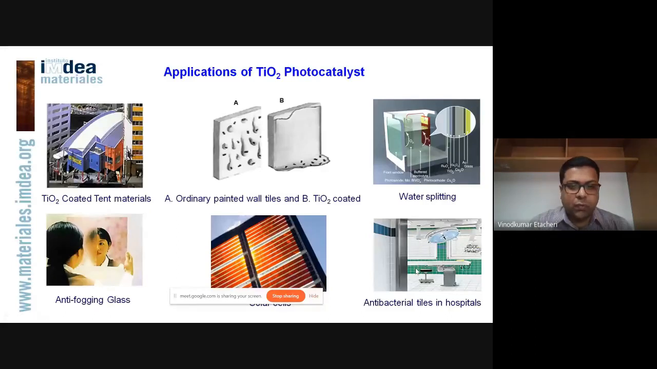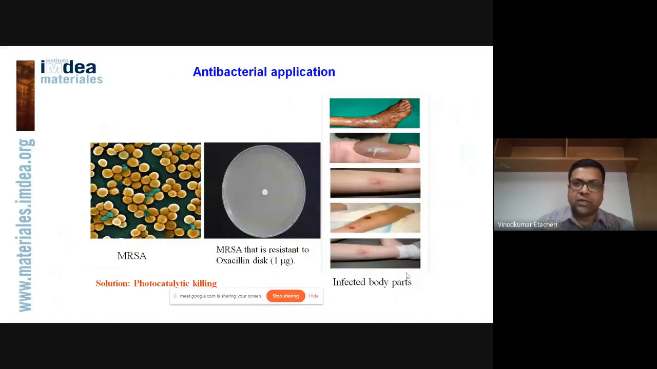Since TiO2 creates electron hole pairs and reactive species on the surface, it can be used to decompose bacteria and other organic matter. So these are widely the different applications of titanium dioxide catalyst. Let's go into more detail on the antibacterial application. This also covers antiviral application. This is an indiscriminate reaction.